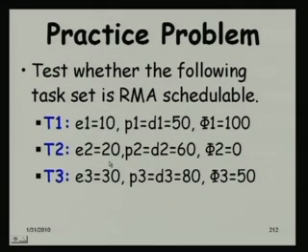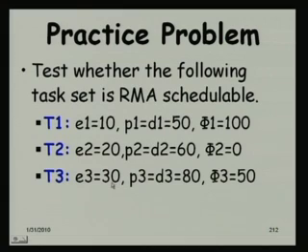What about the second one? It needs 20 milliseconds of run time, and by this time 2 instances of T1 will arise, is it not? 60 by 50 ceiling is 2. So, 2 into 10 plus 20 is 40. So, 40 is less than 60. So, even T2 meets its deadline.